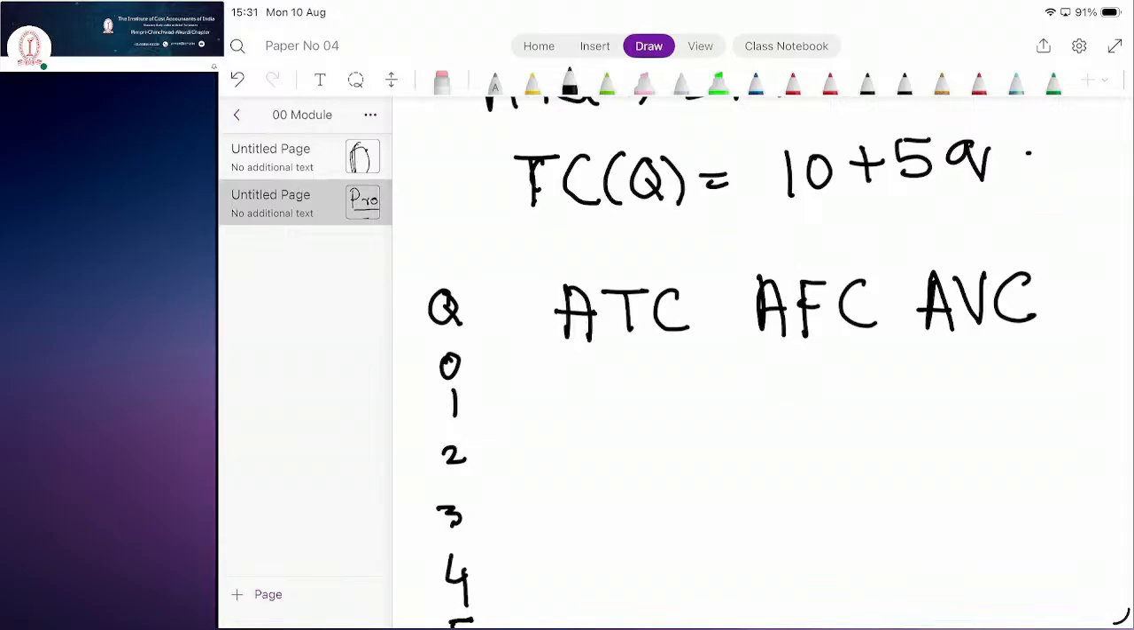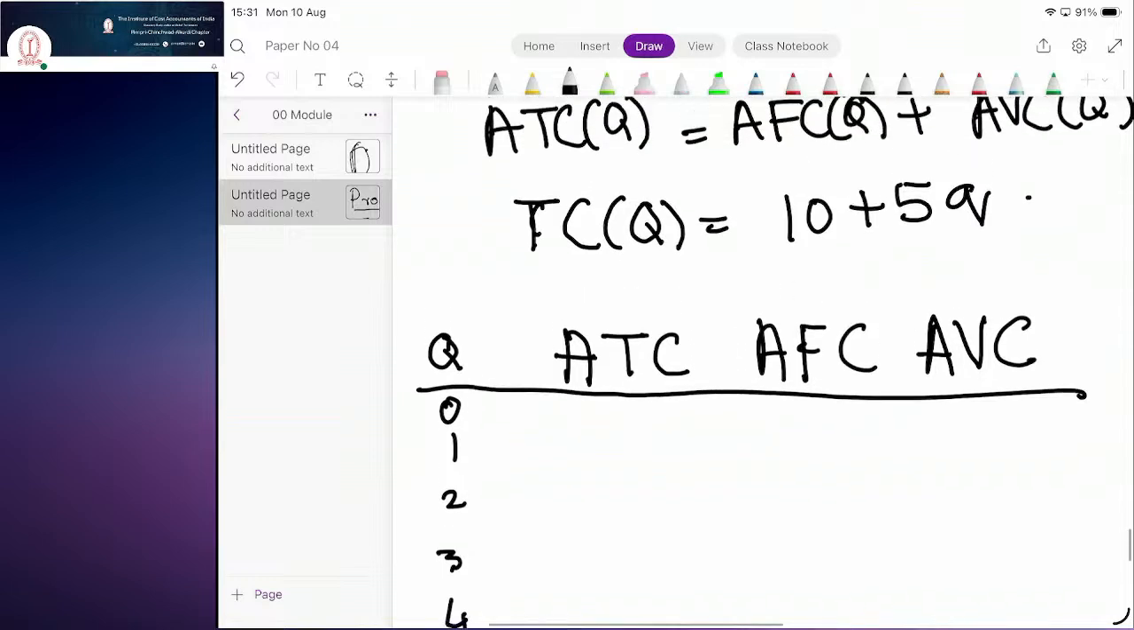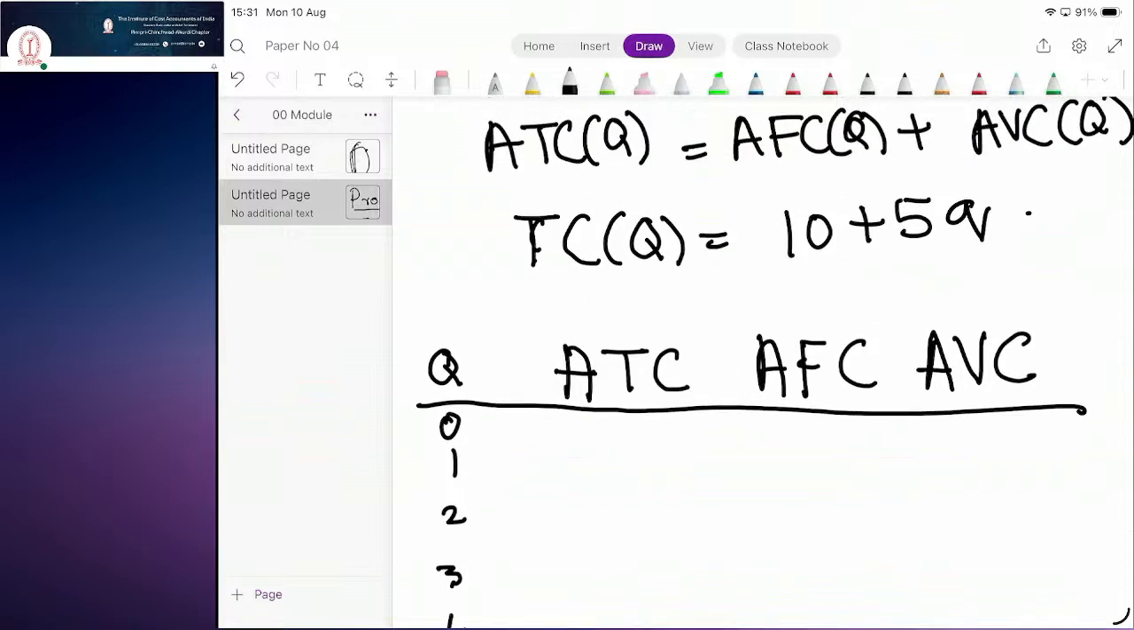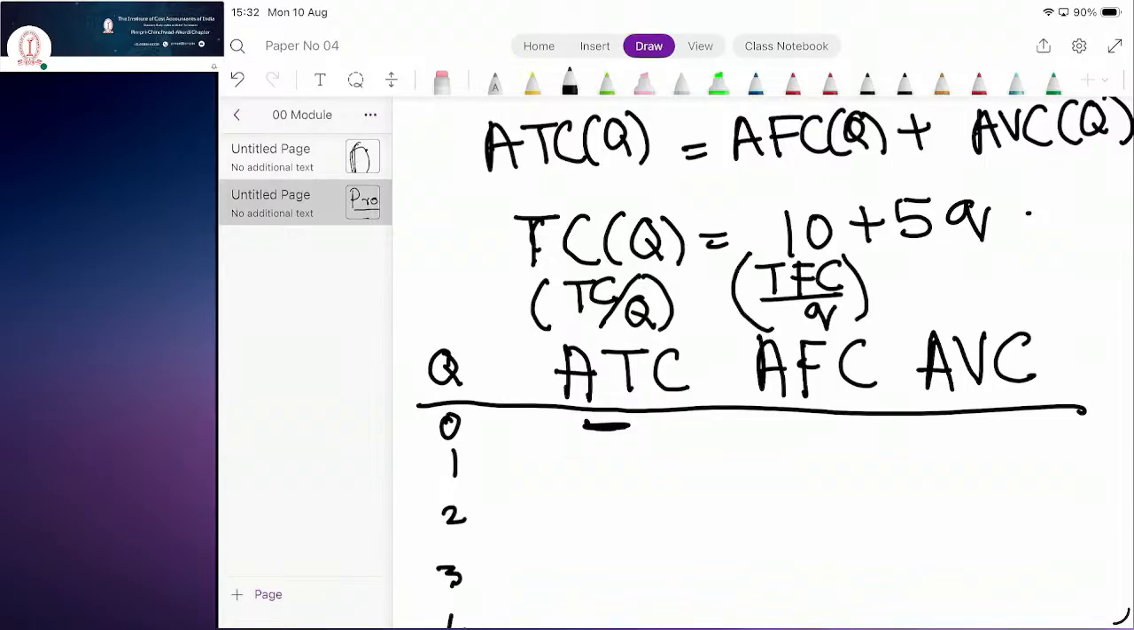Okay, what do we have to do to calculate? Division by 0 is not defined. So ATC of 0 doesn't exist. Okay, you can write the formula here: TC divided by Q. On the right hand side, AFC is what? TFC divided by Q. And what is AVC? TVC divided by Q.